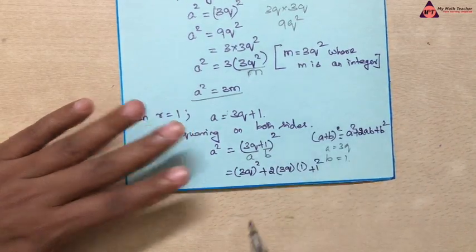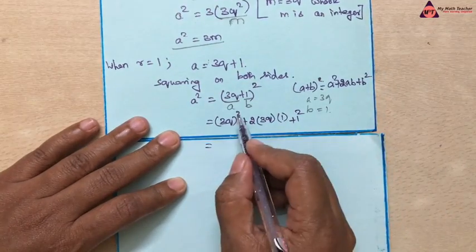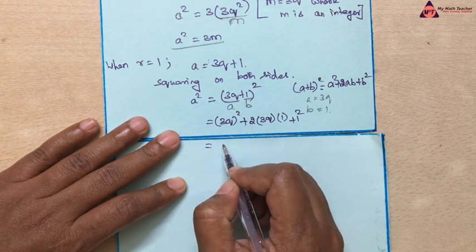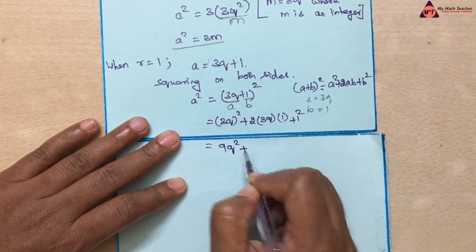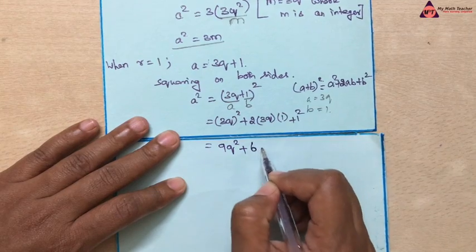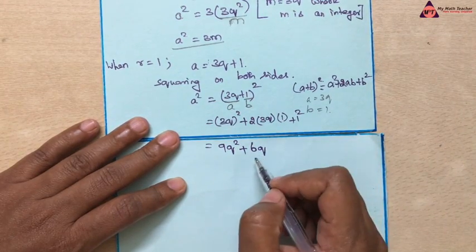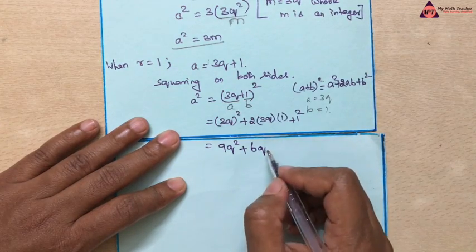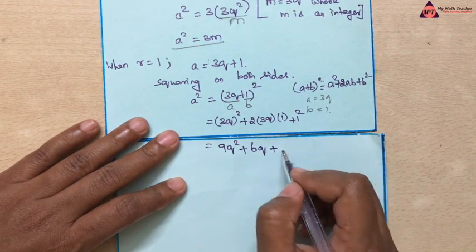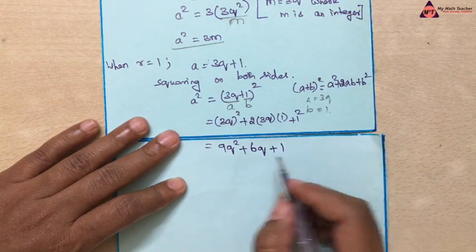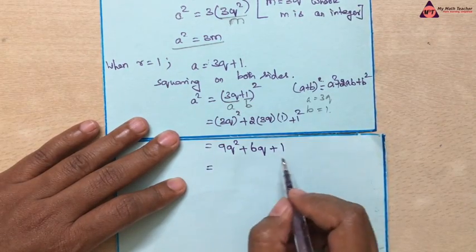1 square, which is equal to, square it, 3 square, 3 3s are 9 q square plus 2 3s are 6q. 6q multiplied by 1, 1 multiplied by any number is the same. So 6q into 1 is 6q plus, what is 1 square? 1. Okay. Now what we are going to do, leave this 1.